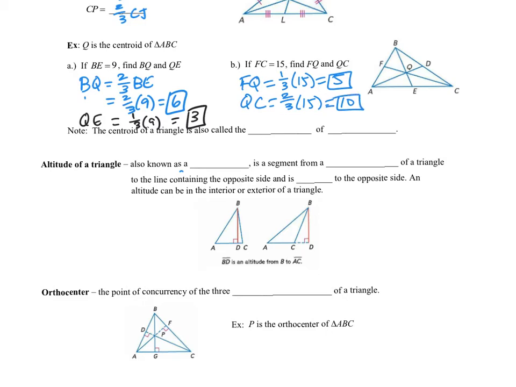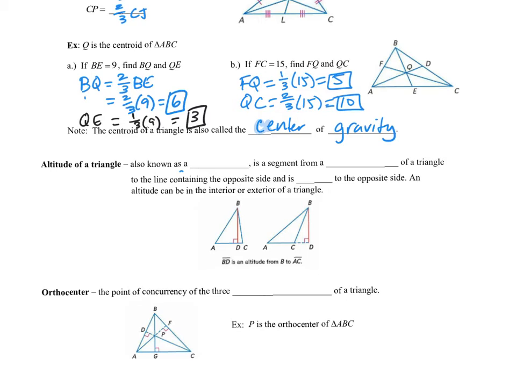Now, here's an interesting fact about a centroid of a triangle. The centroid of a triangle is also called the center of gravity. So what that means is if you had a triangle that was made out of, say, cardboard or a piece of wood, if you could measure and actually find that centroid, theoretically that triangle would balance on the tip of a pencil, because the centroid, where the three medians have a point of concurrency, is called the center of gravity of that triangle.